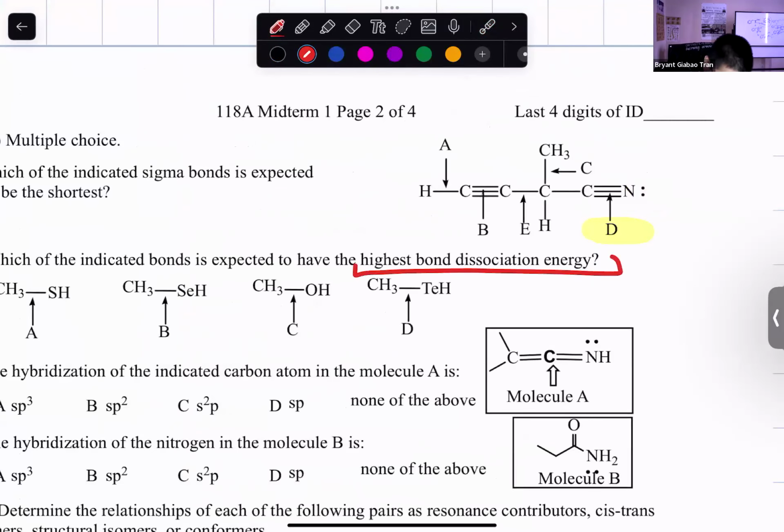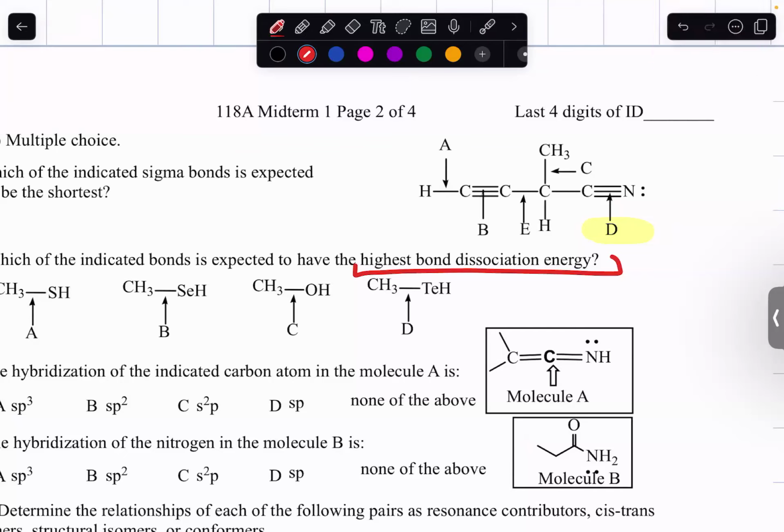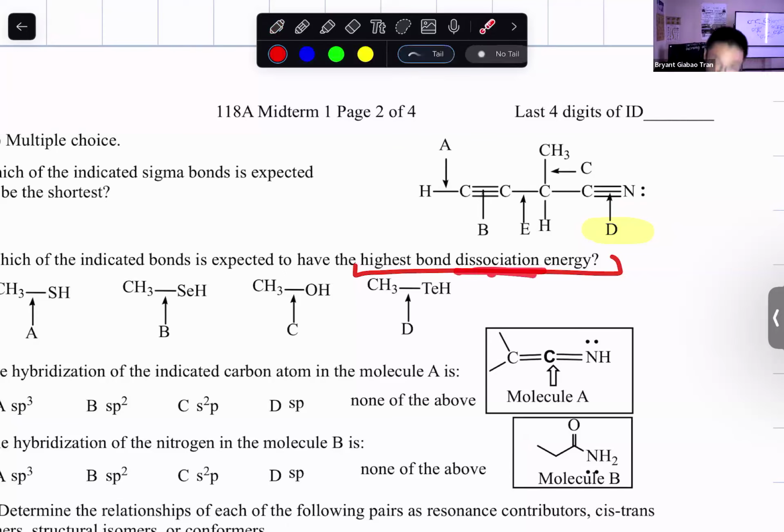When we talk about the highest bond dissociation energy, we're talking about which one is the strongest bond, like the hardest bond to break, right? Because if you think of dissociation, you think of breaking apart, dissociate away. So bond dissociation energy is how much energy it takes to break that bond. So it's asking for the bond that is the hardest to break.